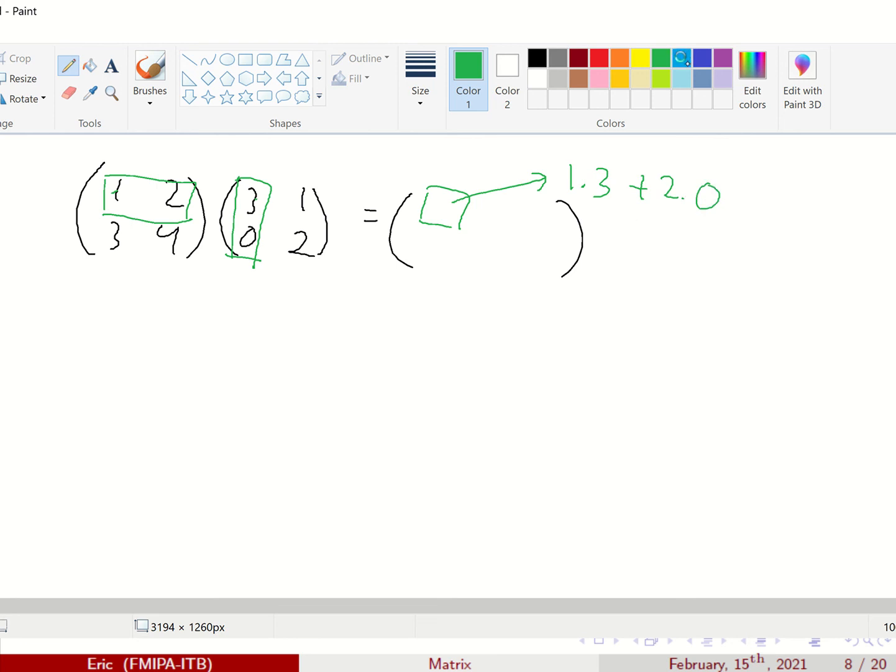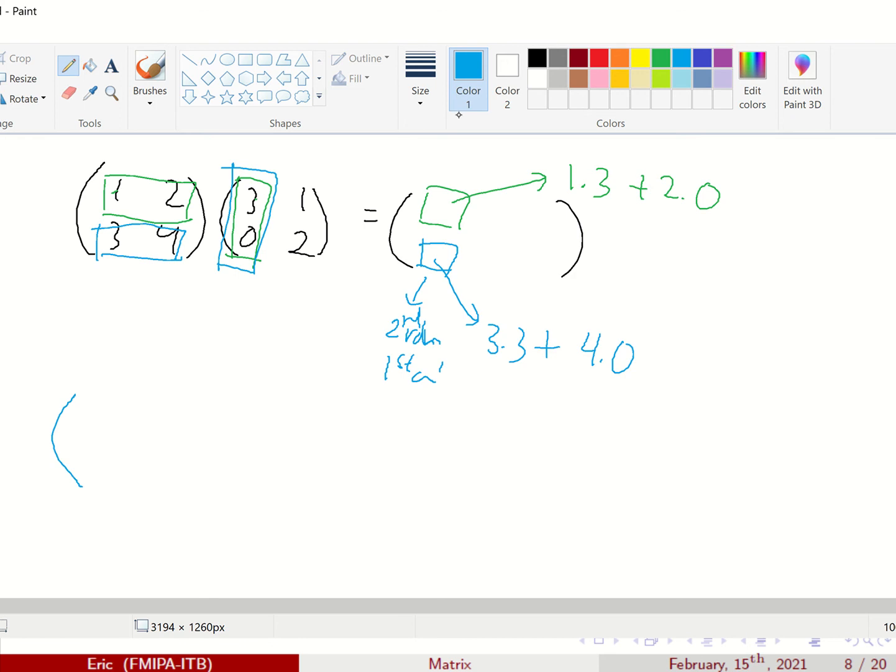Okay, what about if I want to have this one? What is this one? This is second row, first column. So you have to multiply the second row with the first column. So what do you have here? 3 times 3 plus 4 times 0. Okay, and you can do the rest.